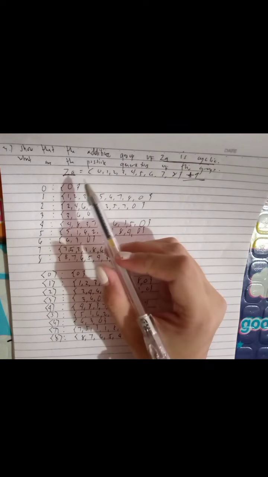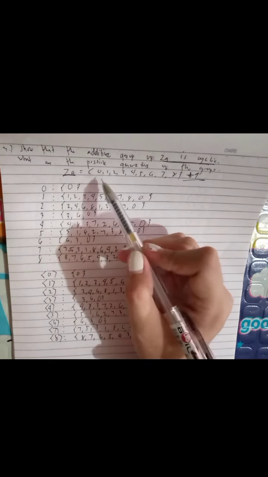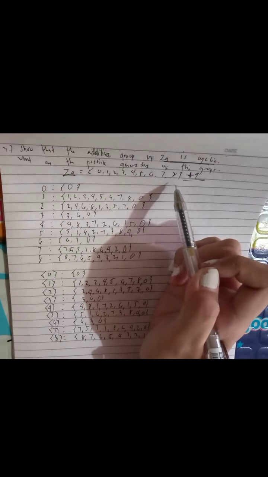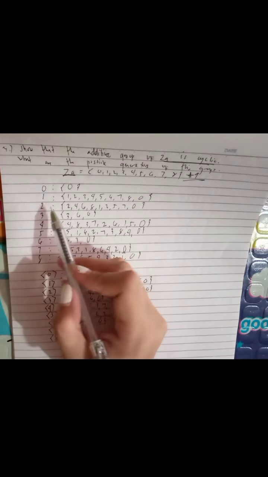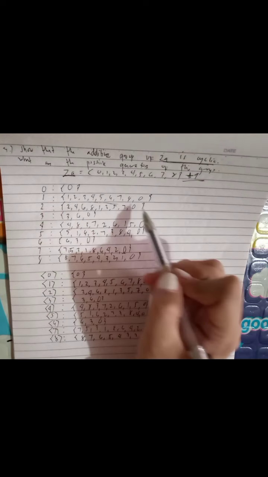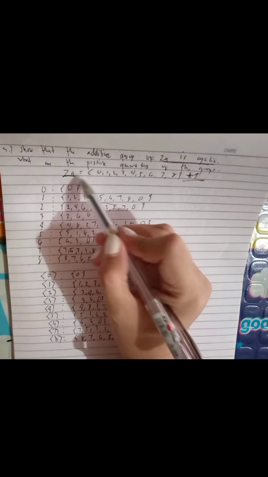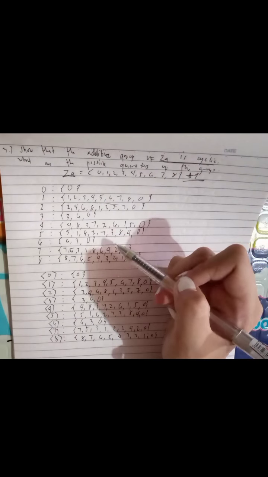So, para malaman kung cyclic, titingnan lang natin yung element ng C9. So, we have 0, 1, 2, 3, 4, 5, 6, 7, and 8. So, mapapansin natin dito sa element ng 1, 2, 4, 5, 7, and 8 na same lang siya kung ano yung nasa element ng C9. So, it means cyclic siya. So, the elements generated by these are exactly the same as the group. So, therefore, C9 is cyclic.